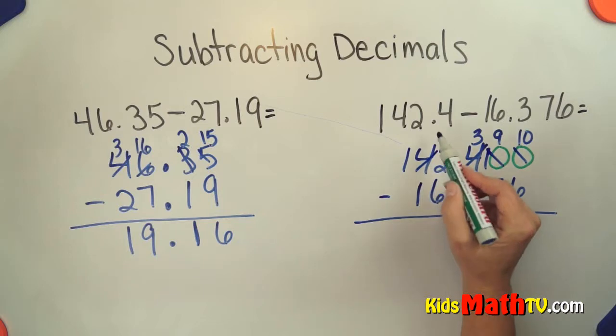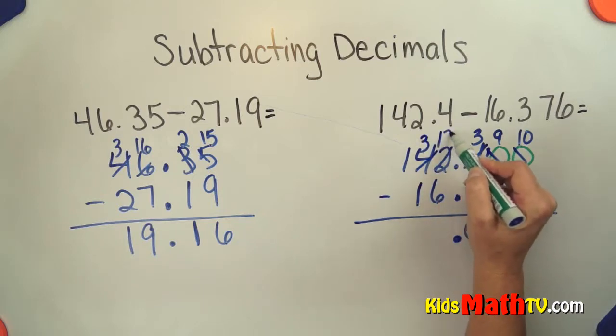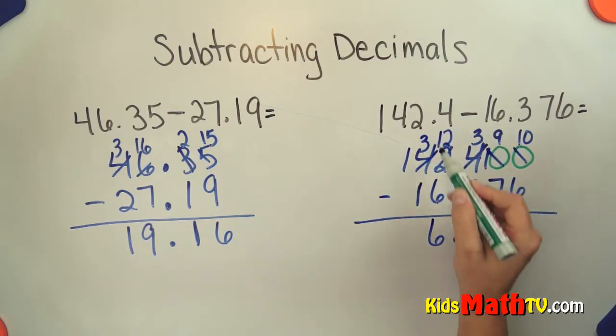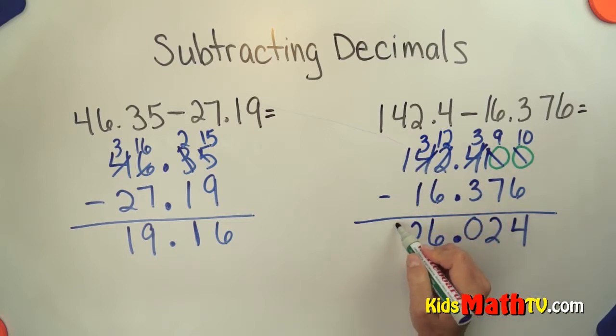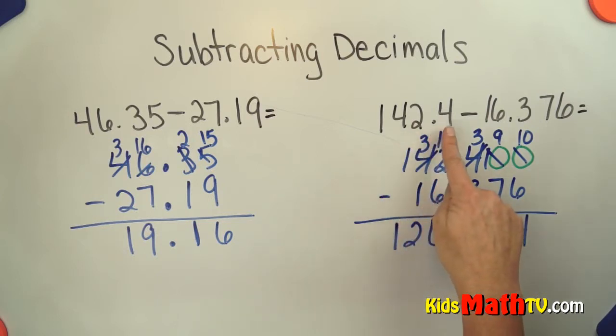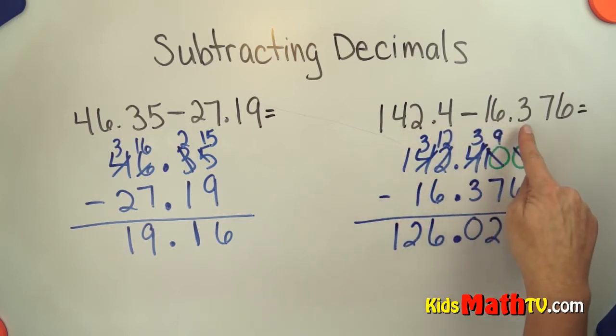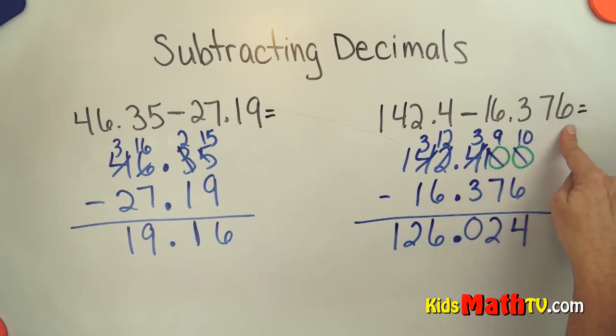I have to borrow from the 4. That becomes 12 minus 6 is 6. 3 minus 1 is 2. And 1 minus nothing is 1. So when we subtract 142 and 4 tenths minus 16 and 376 thousandths, the answer is 126 and 24 thousandths. That's the end of our lesson on subtracting decimals.